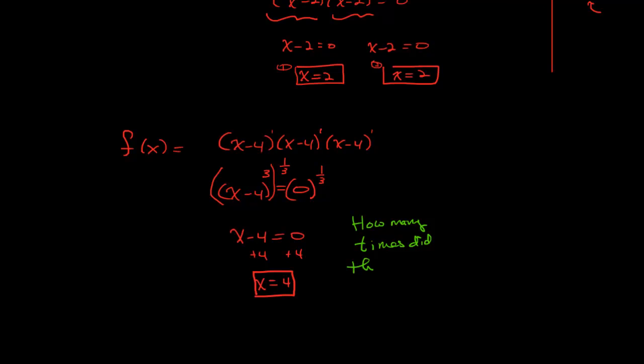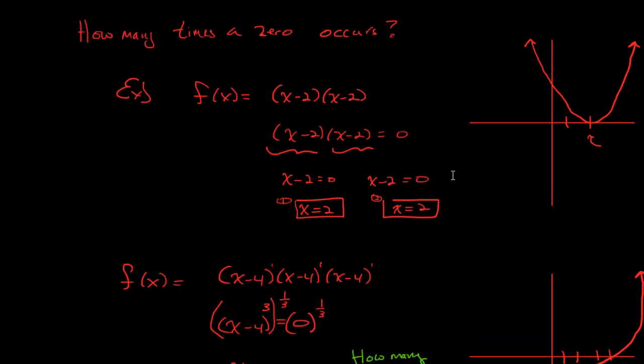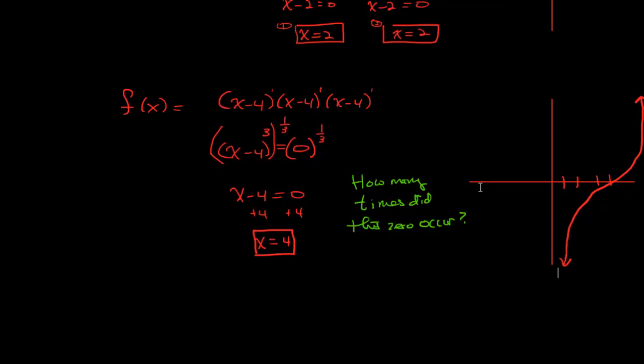How many times did this zero occur? Graphically, if we look at this, we're going to have a curve that starts down here, flattens out and touches at 4, and then continues on. It looks something like that. It's not a perfect depiction, but it looks something like that. So in this circumstance, it actually crosses the x-axis. In the last circumstance, it just touched the x-axis. But how many times did this zero occur?